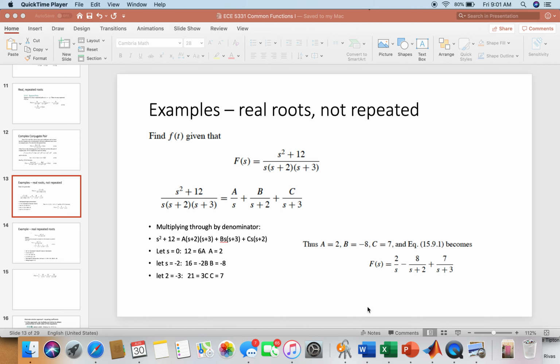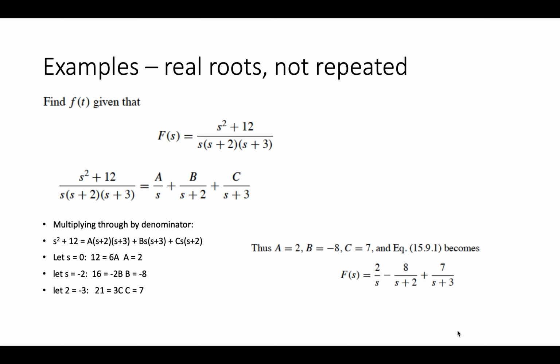All right, what we want to do in this lecture is look at some examples of partial fraction expansion. So the first thing we want to look at are examples that involve real roots that are not repeated. So in this example, the denominator has already been factored. So we have 3 terms in the denominator, and then we have a numerator.